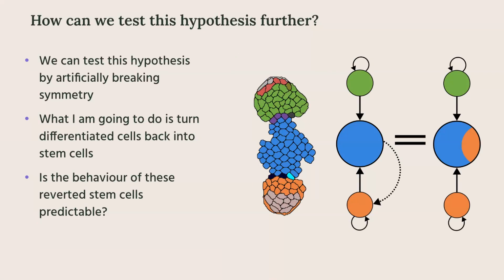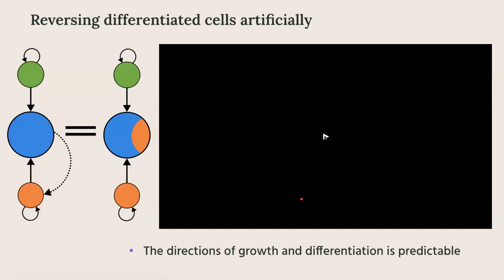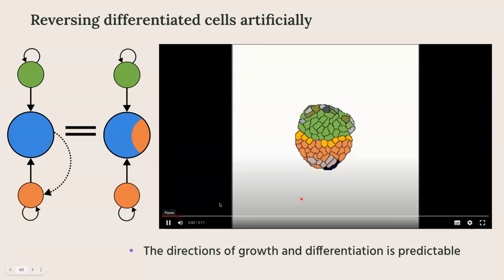So how can we test this hypothesis further? What I'm going to do now is introduce an artificial symmetry breaking event. I'm going to take some differentiated cells on the right side of this organism and revert them back into the type 2 orange stem cells, and test whether the behavior of those reverted stem cells is predictable, whether they can grow and differentiate in a similar predictable pattern. So let's play a video of that.